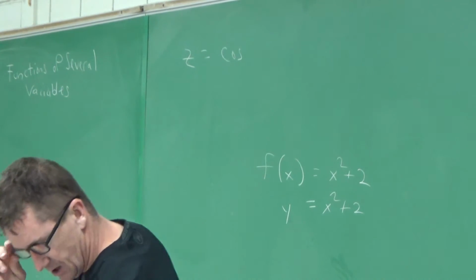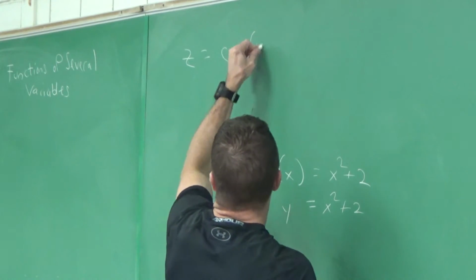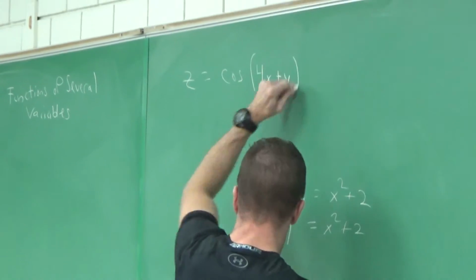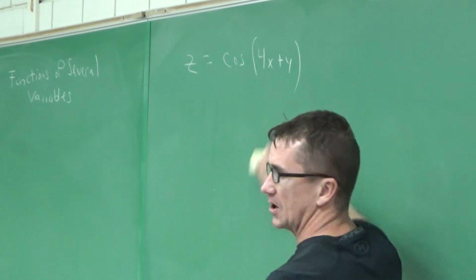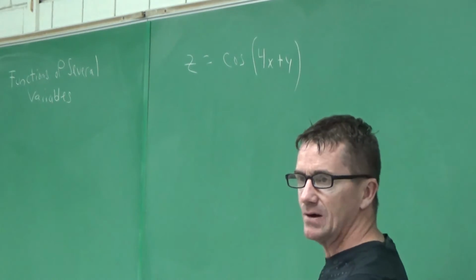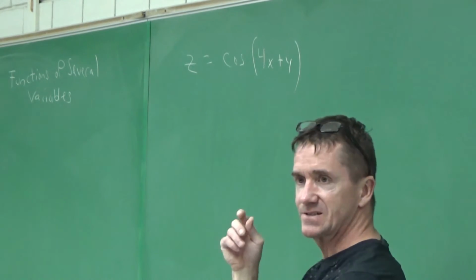I'll write this first one down. Cosine of 4x plus y. All right. So now the z is composed of two variables, x and y. Now how can I write the f of x here? The f of x doesn't work.